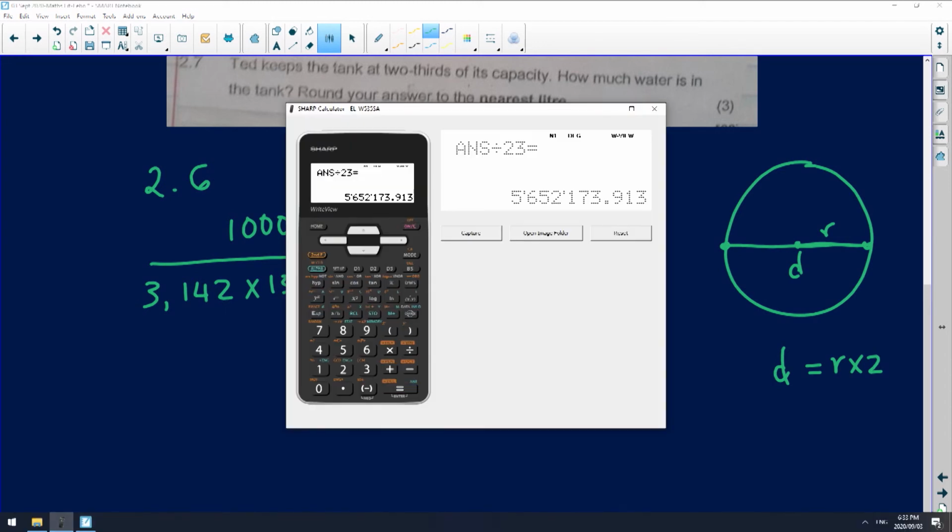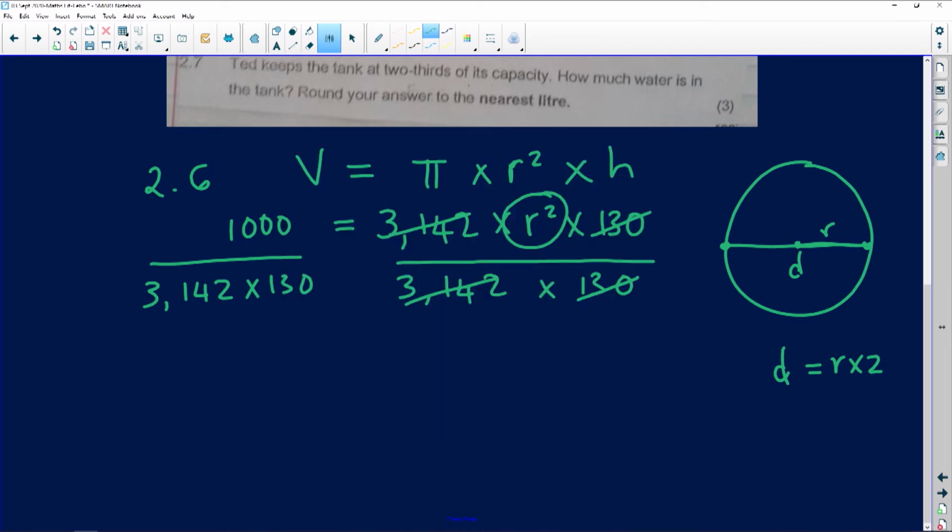So that's 1,000. Divided, I'll put those in brackets, 3.142 times 130, that's our height. And the answer is going to give us, I'm going to round that off to 2 decimal places, 2.45, and then now I'm left with the radius squared.